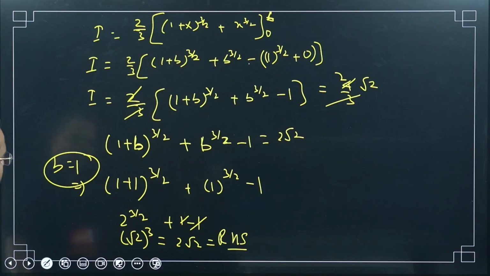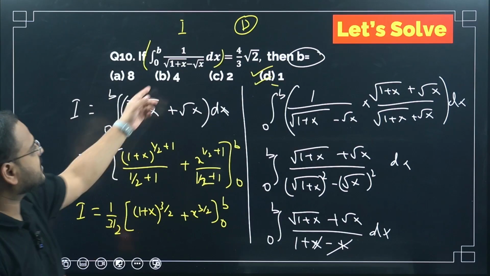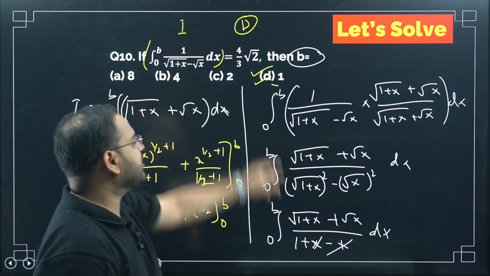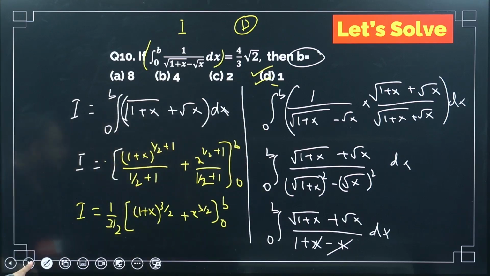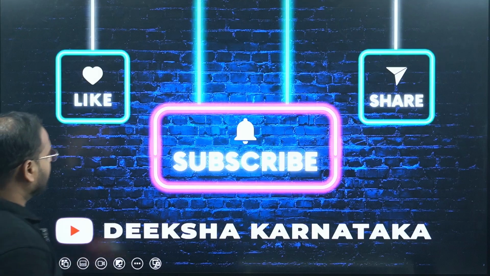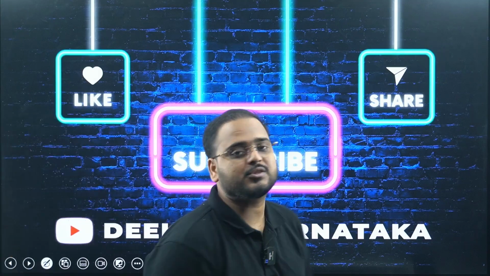Okay, what is the answer? Please have a look. 1. B equals to 1 is valid. For b equals to 1, this condition gives me the result of 4 by 3 root 2. I hope everything is visible over here. Have a look once again. So this was it for the basics of definite integral.